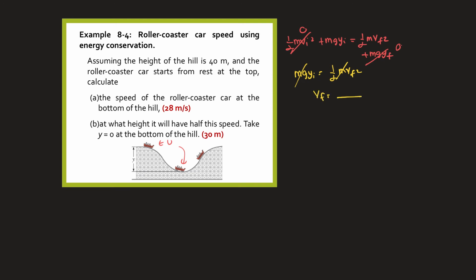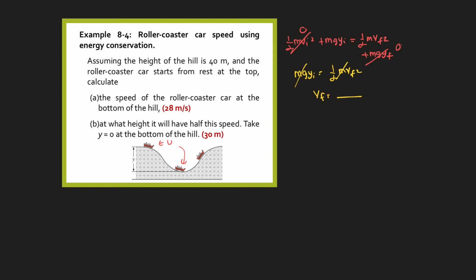At what height will you have half the speed? Take y equals 0 at the bottom of the hill. So the question asks you to find at what height we will have half the speed. That means you need to use potential energy with half of the speed. Half of the speed is going to be 14 meters per second. So the 14 meters per second is going to produce some work, and this energy will reach you at a certain level only.